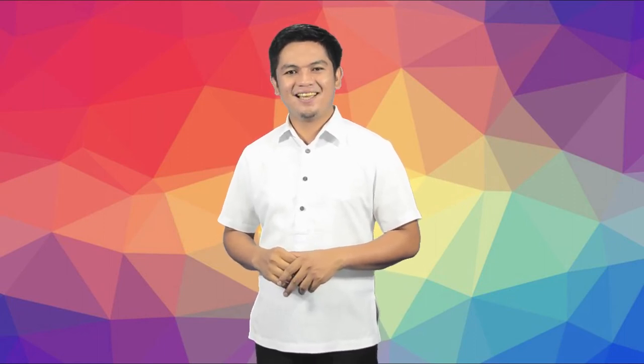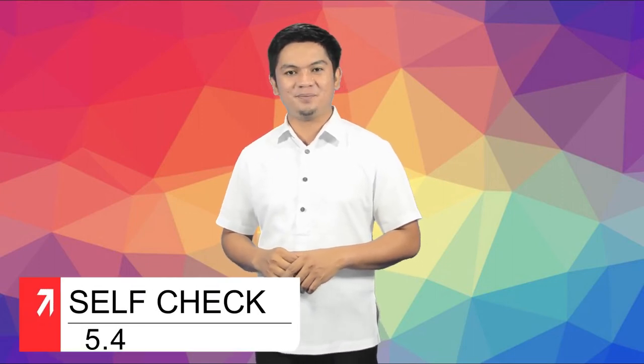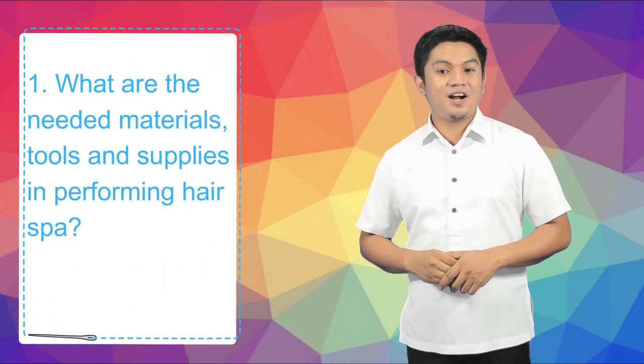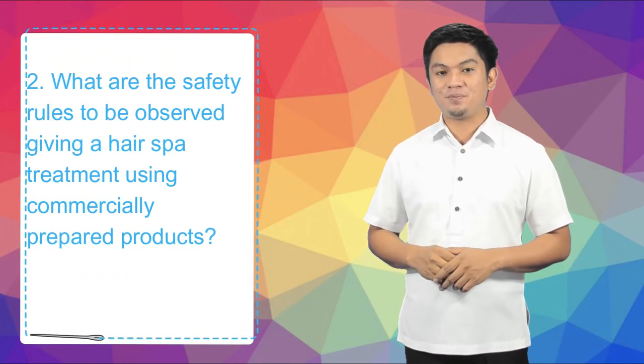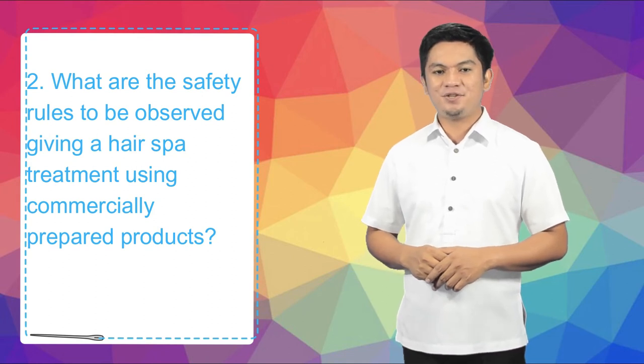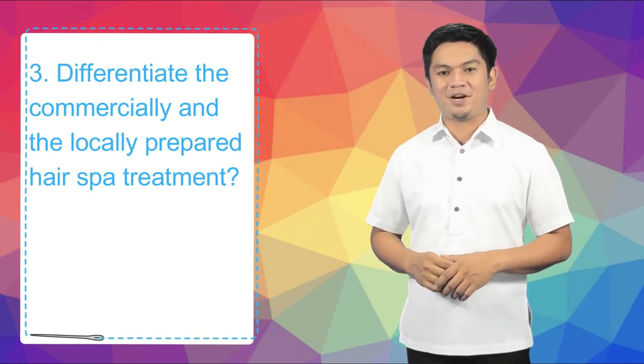How to do the hair spa. It is time for a self-check and return demonstration. Answer the self-check 5.4 and write your answer on a separate sheet of paper. First, what are the needed materials, tools, and supplies in performing hair spa? Second, what are the safety rules to be observed giving a hair spa treatment using commercially prepared products? Third, differentiate the commercially and the locally prepared hair spa treatment.